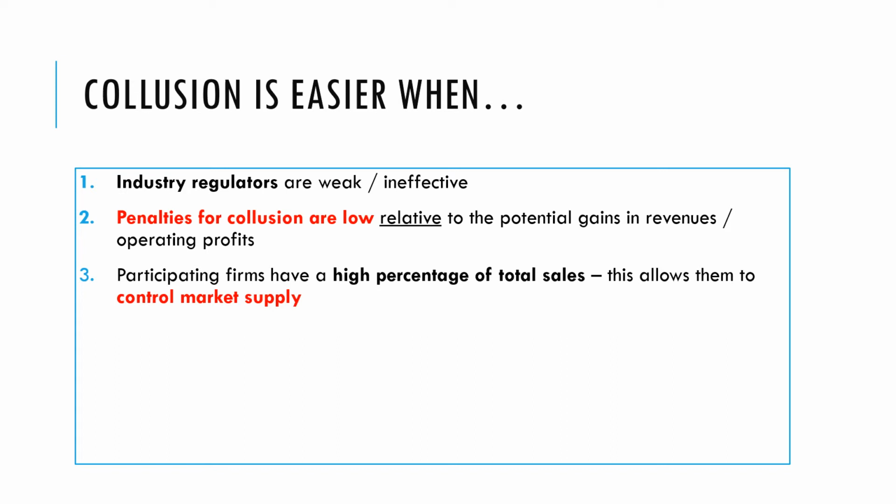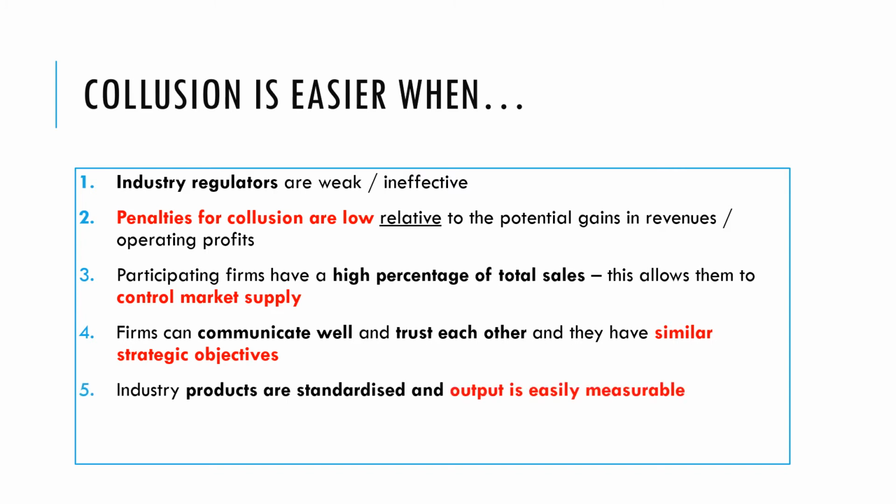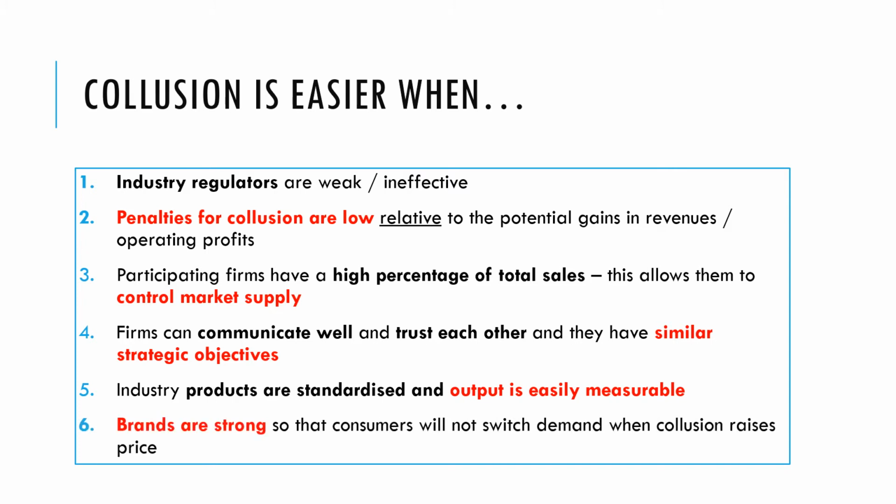If we have a lot of power within the market, it's easier for us to control supply. So if we have a high market share, this gives us more potential to collude between each other. If I can communicate with the other business and I trust the other business, then it's easier for us to collude. If industry products are standardized, for example, petrol, and output is easily measurable. If brands are strong, then we can collude perhaps even if we're not the only companies in the market, because if we collude between us and we have the strongest brands, consumers might not switch.